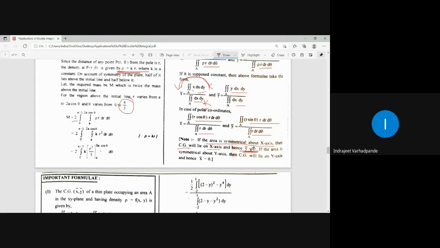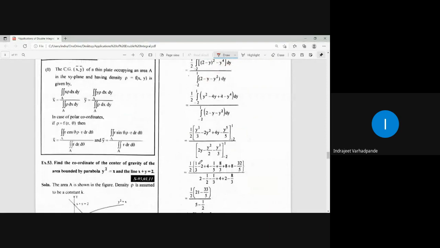On the other hand, if the area is symmetrical about the y-axis, the center of gravity will lie on the y-axis and x bar will be equal to 0. So always remember this: whichever axis it is symmetrical about, the opposite variable coordinate will be 0. Suppose it is symmetrical about the y-axis, the center of gravity will lie on the y-axis and x bar will be equal to 0. If the area is symmetrical about the x-axis, the center of gravity will lie on the x-axis and y bar will be equal to 0. So these are the important set of formulae.